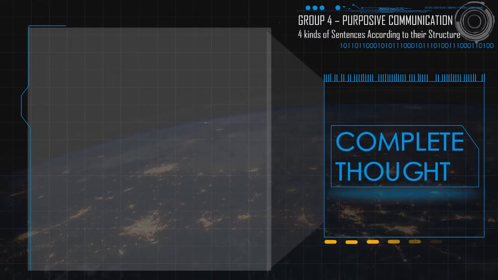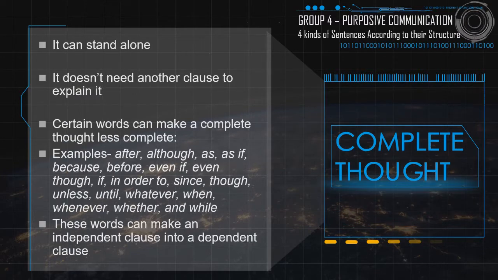A complete thought consists of a general subject and some kind of spin or controlling idea on this topic. For example, the controlling idea could be the speaker's intent, understanding, perspective, or opinion about the topic. A complete thought can stand alone. It doesn't need another clause to explain it. Certain words can make a complete thought less complete.